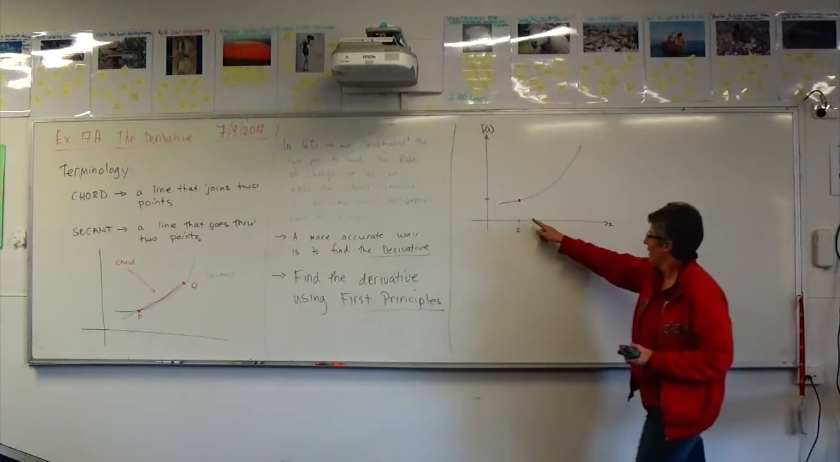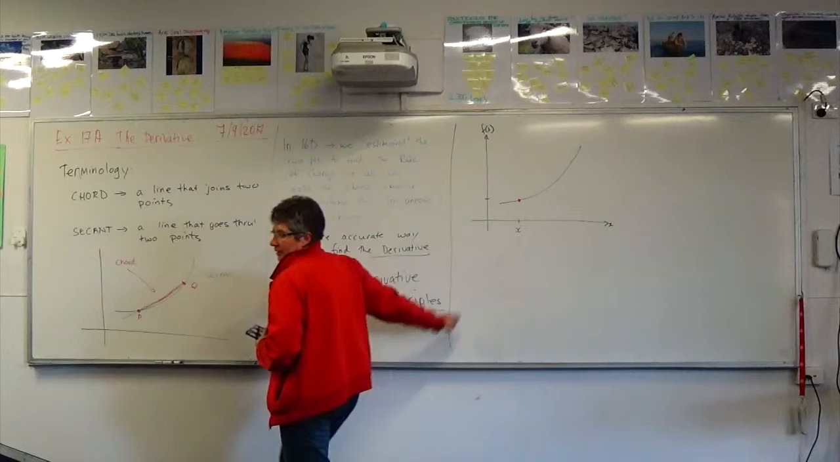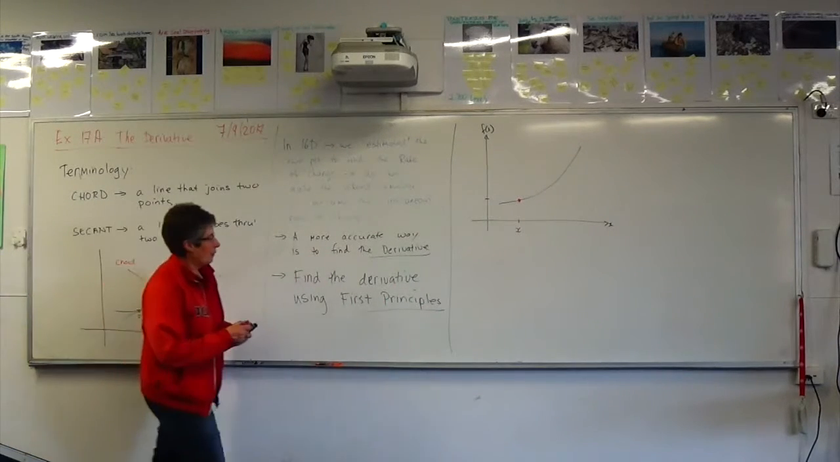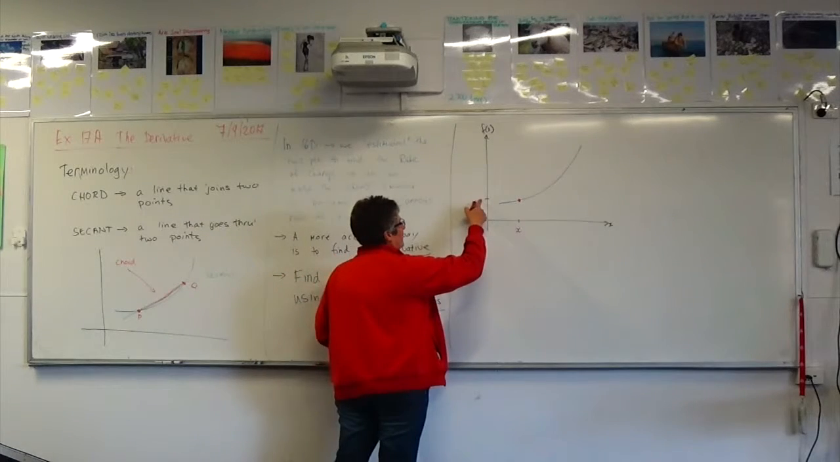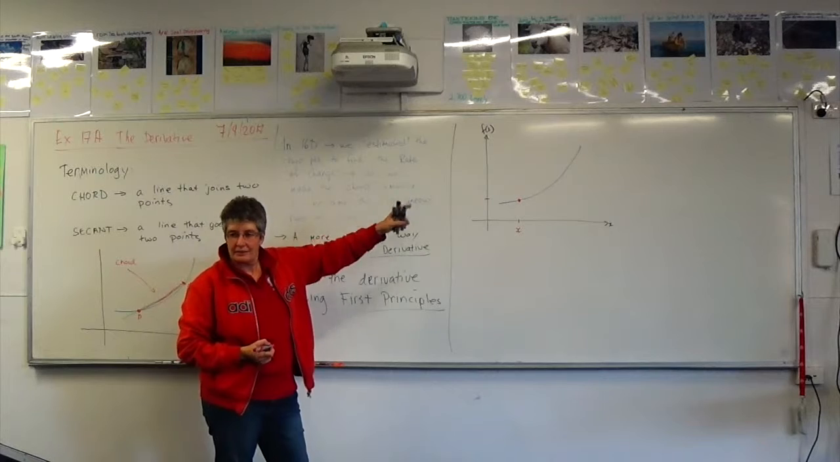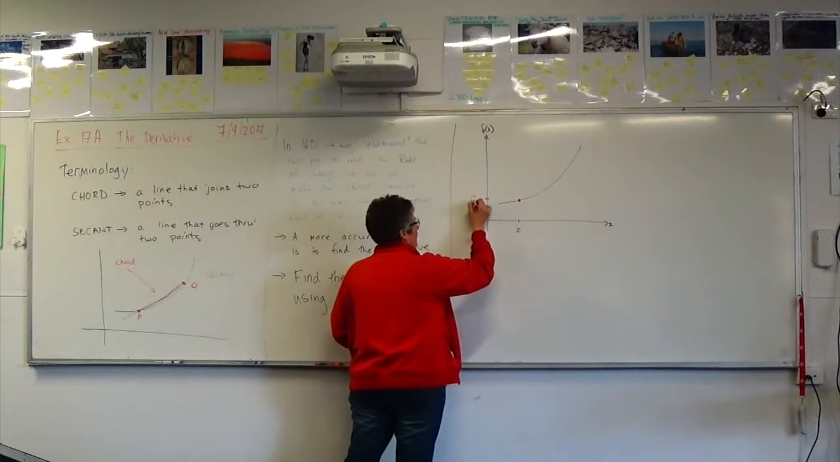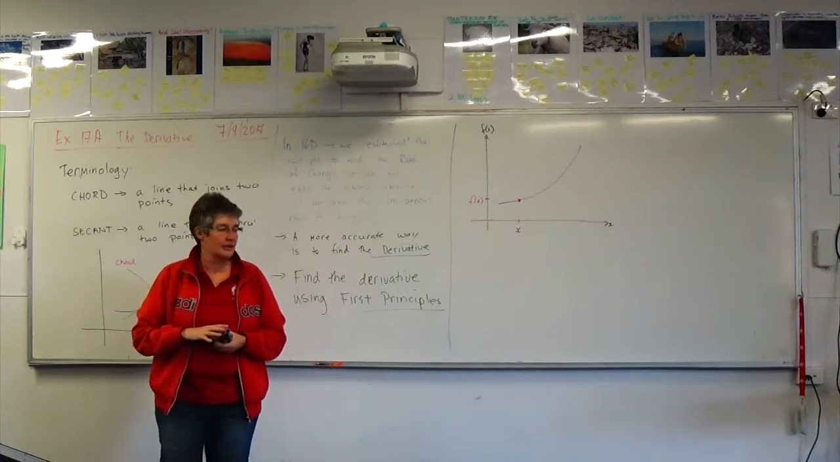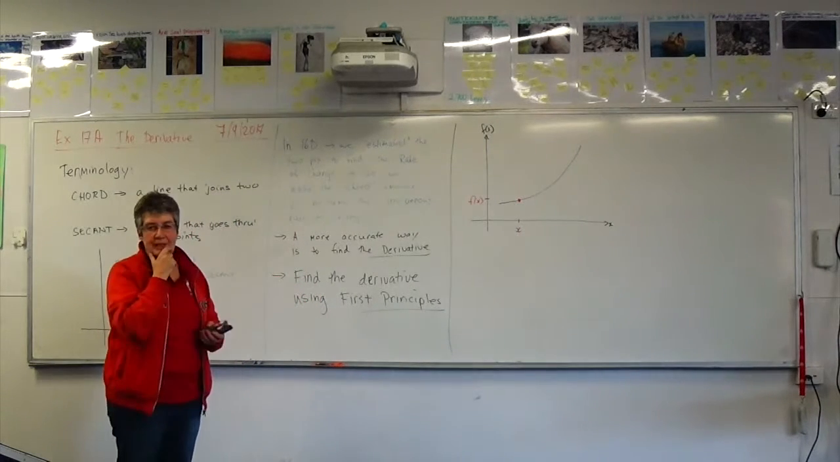If I put this as x, can anyone tell me what that point might be? Y. Yep, it's definitely y. But if I've labelled it as f of x, I could call it f of x. So we're calling it f of x rather than y.